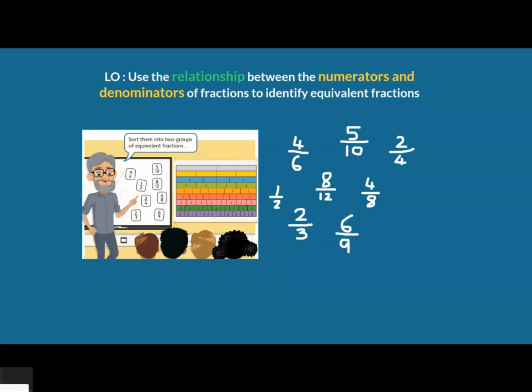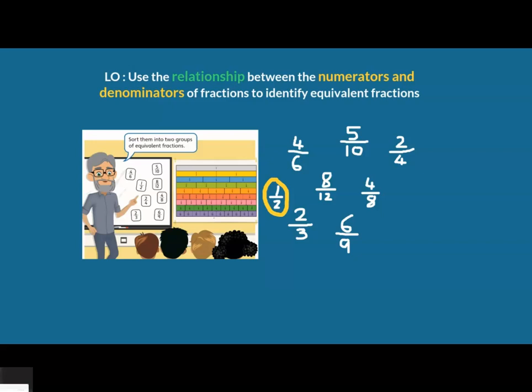Yesterday, from our fraction wall, we were able to identify that if a fraction is equivalent to 1/2, the denominator will always be double the numerator. Okay, let's think about that again. If the fraction is equivalent to 1/2, the denominator will be double the numerator. Well, look at a half. The denominator is 2, which is double the numerator, 1.